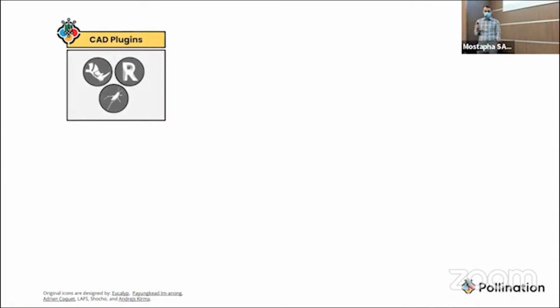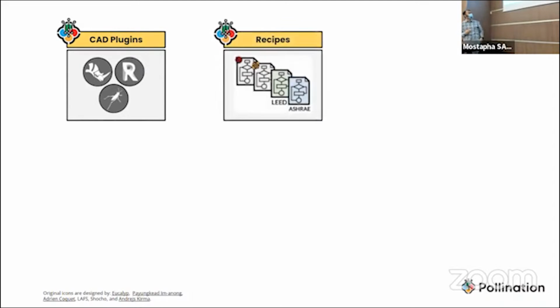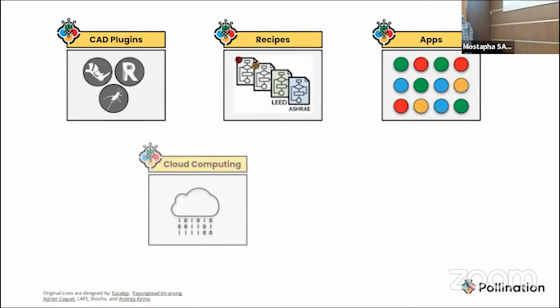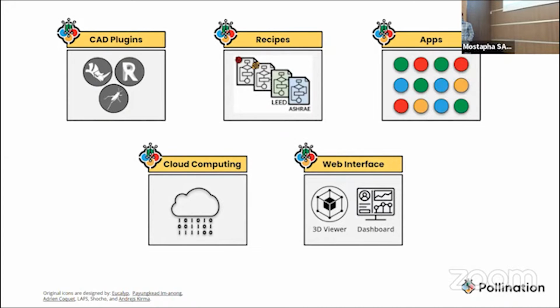To do that, we had to develop 5 different technologies. Let's start with the chat plugins, then we have recipes, then we have apps, then we have cloud computing, and we have web interface. So up to here, I'm going at a very slow pace. I'm going to go faster. And again, if you have any questions at any time, just raise your hand, we can have a conversation.